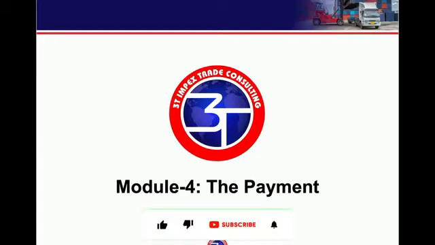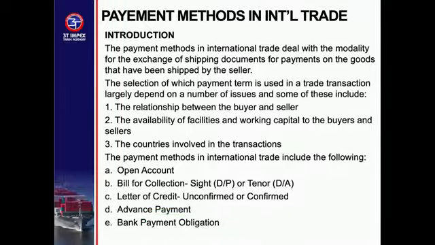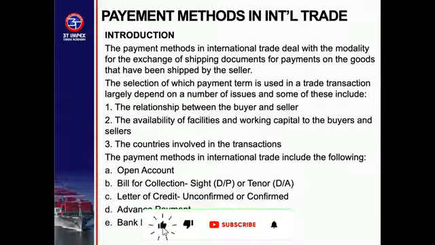Look at the payment method now. Payment methods in international trade deal with the modality for exchange of shipping documents for payment on goods that have been shipped by the seller. The selection of which payment term is used in a trade transaction likely depends on a number of issues, and some of these include the relationship between the buyer and the seller.